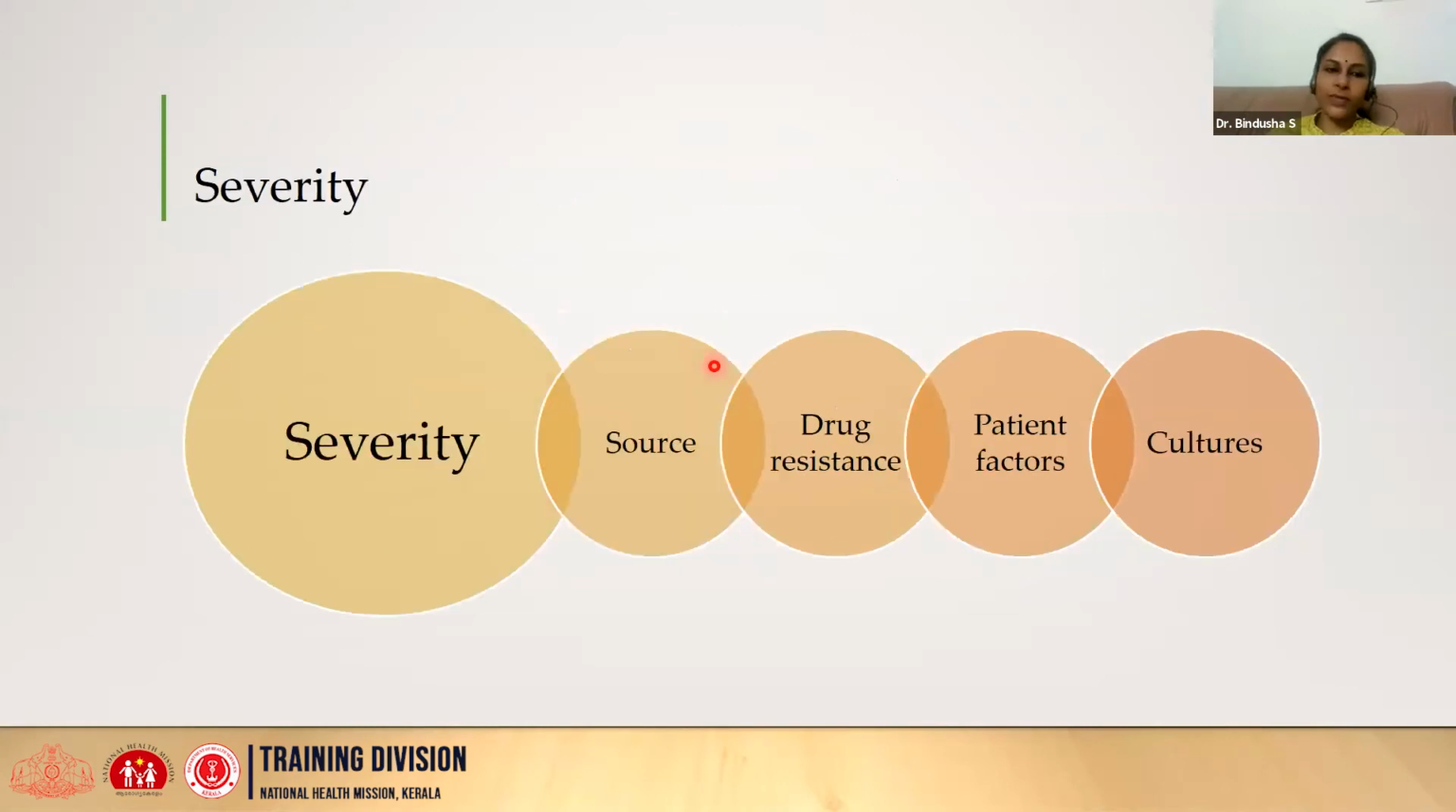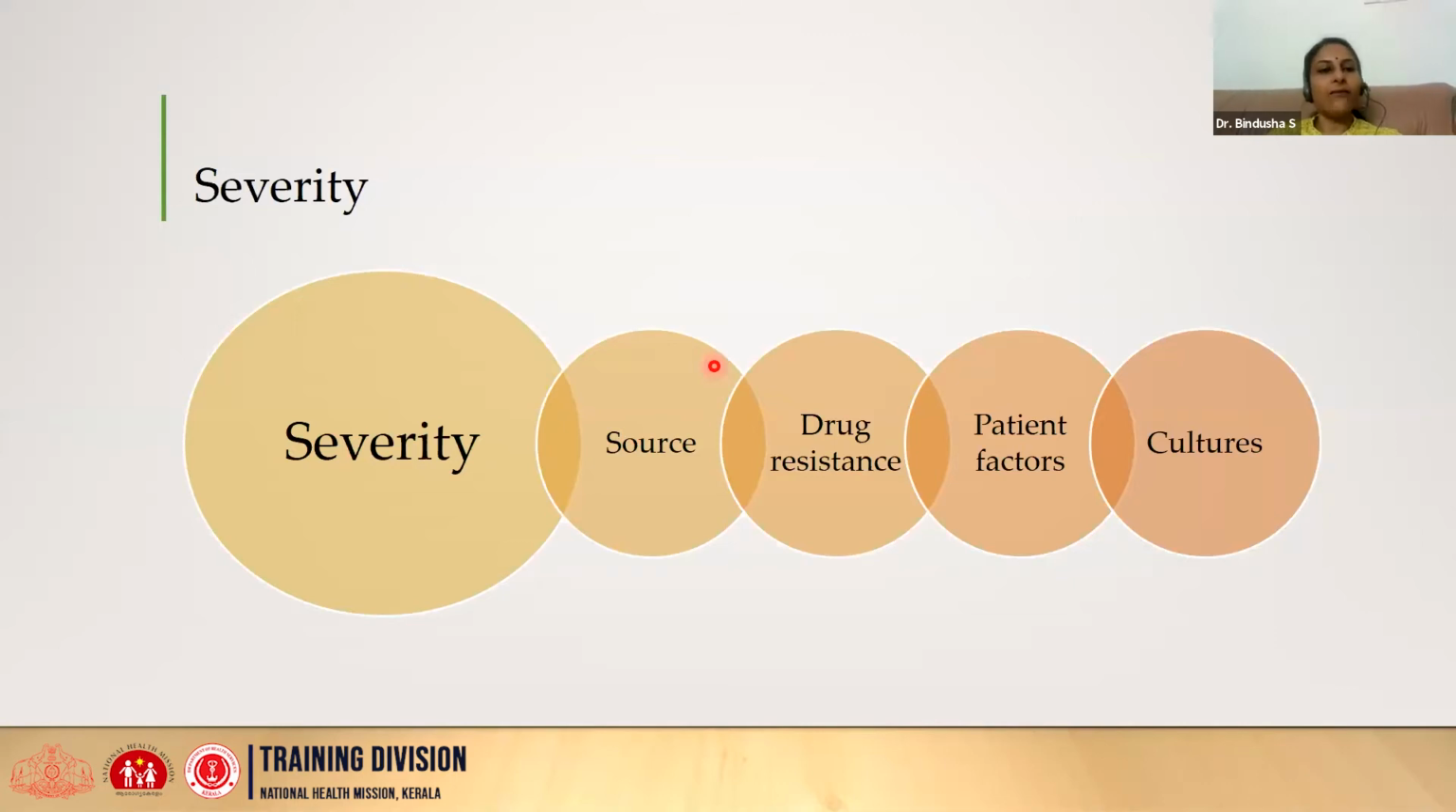The first is severity. Whenever a patient is having a severe infection, as in a critically ill child, we need to start on antibiotic as soon as possible. And sepsis guidelines everywhere advise that in cases of sepsis, we need to start antibiotics in the first hour itself. First hour is known as the golden hour. Within the first hour itself, we need to start on appropriate antibiotics.